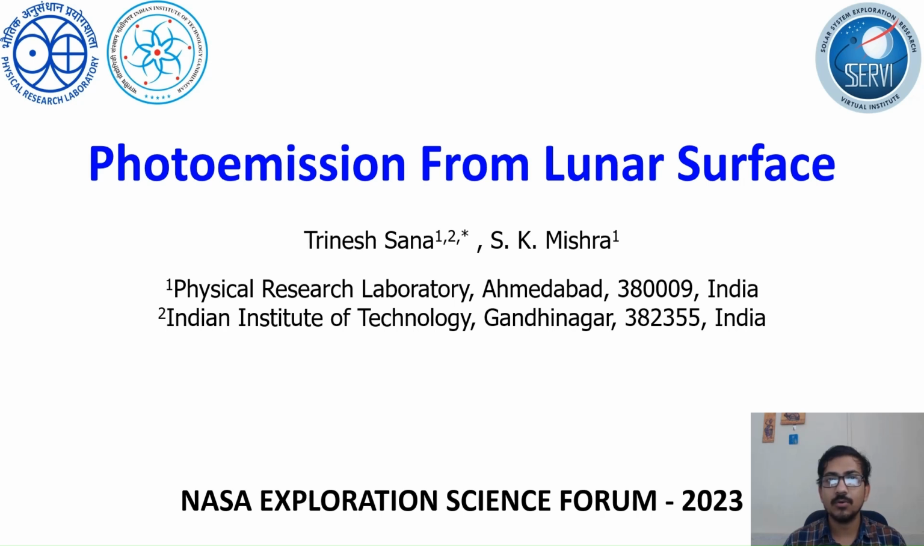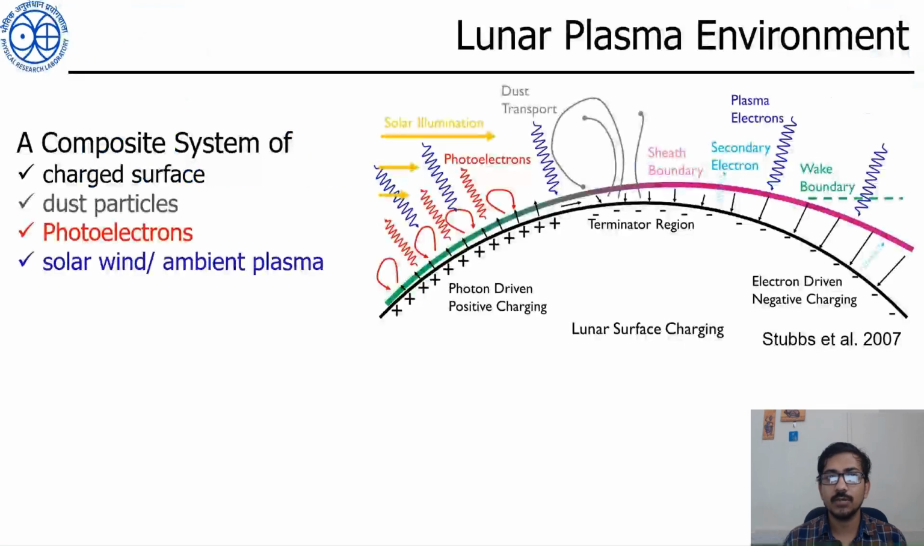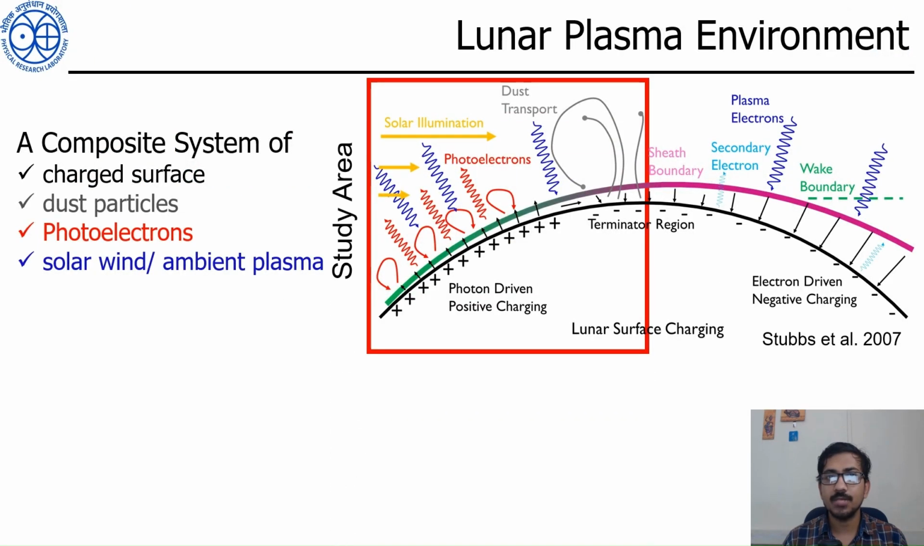My poster talks about the photoemission from lunar surface. The sunlit lunar surface of the moon is directly exposed to the solar UV radiation and solar wind plasma. Due to dominant UV-induced photoemission, the sunlit lunar surface acquires a positive potential. Emitted photoelectrons and the local plasma population create a photoelectron sheath in the vicinity.